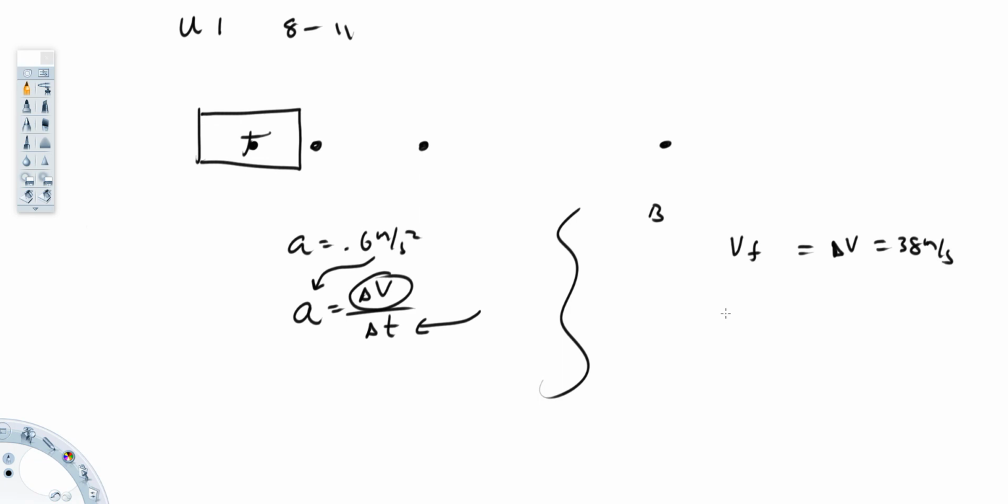So just write this formula out. Acceleration is change in v over change in t. This number's given. Acceleration was given earlier in the problem. And you're going to find the delta t.